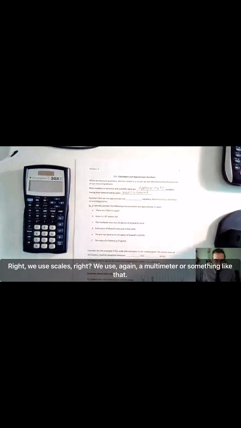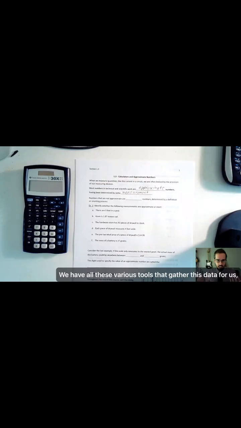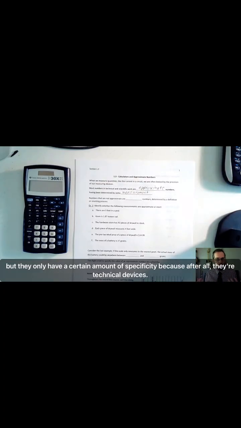Right, we use scales, again a multimeter, something like that. We have all these various tools that gather this data for us, but they only have a certain amount of specificity because, after all, they're technical devices. And when we run into these sorts of things, we have certain rules that we have to work with. But not all numbers are like this.